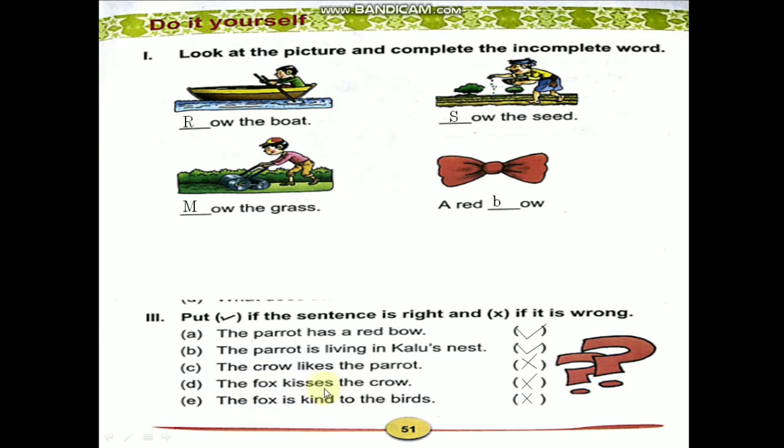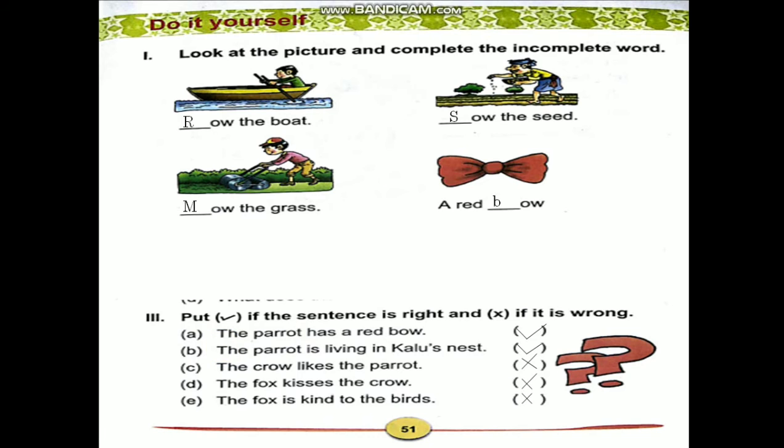The fox kisses the crow. Fox kisses the crow, children? No. So this sentence is wrong. So you have to write wrong. The fox is kind to the birds. The fox is kind to the birds, children? No, no. So you have to write wrong. Okay, children, once again I will read the sentence.